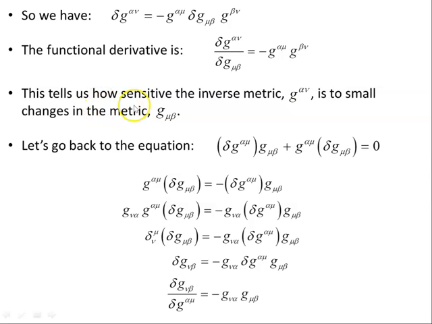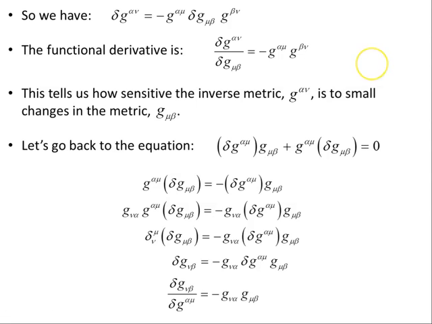Now, this tells us how sensitive the inverse metric G alpha nu is to small changes in the metric G mu beta. I should point out, as I will when I finish this video, that we're talking about this variation, this functional derivative here, at a point. Just like with the ordinary derivative, when you find the ordinary derivative of a function, you are finding the rate of change at a point.